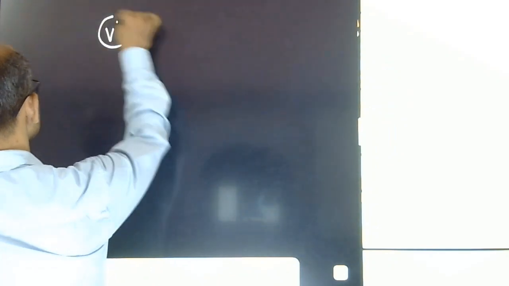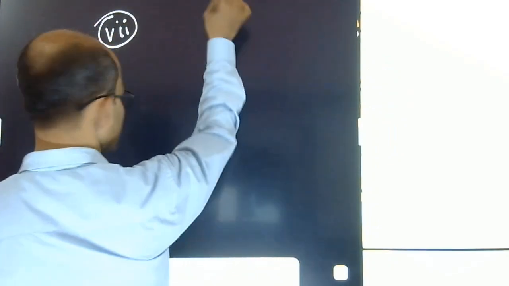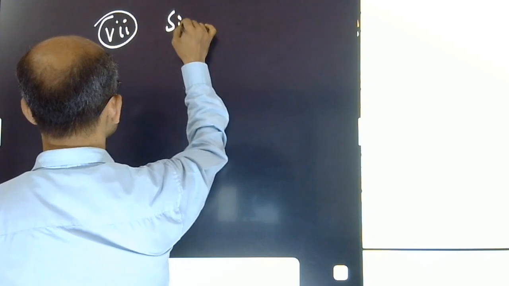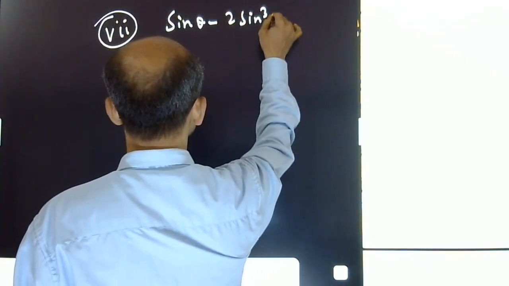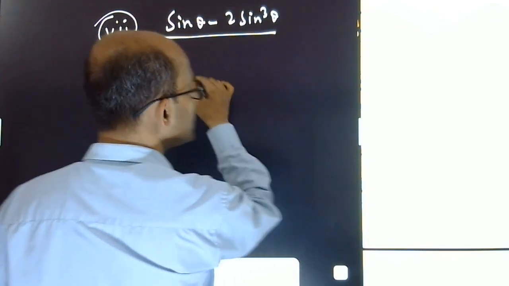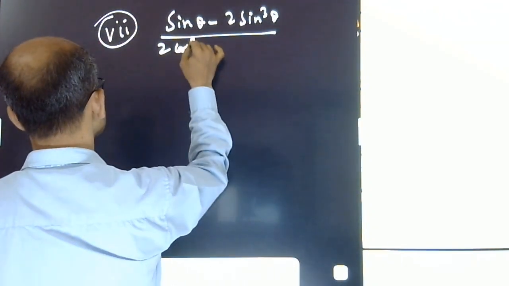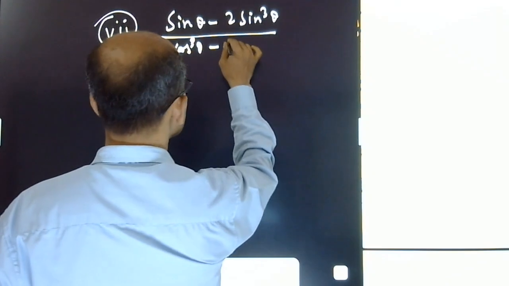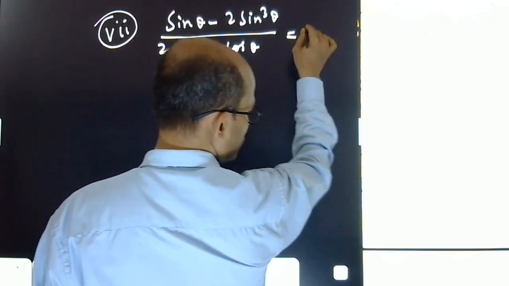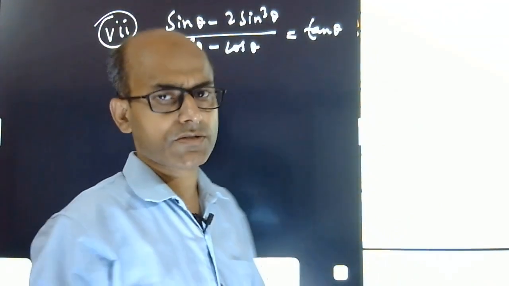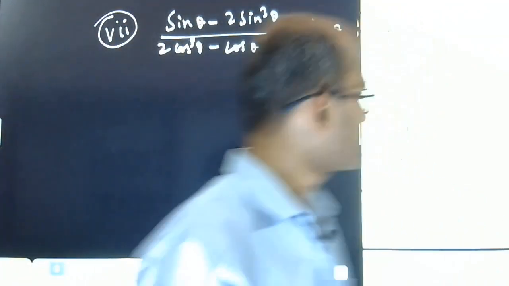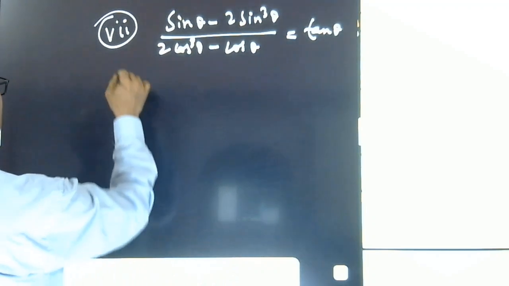I can assure you one thing very clearly, that the next question will definitely be very, very easy. Let's see the another question, that is question number 7. In this question it is asked to prove (sine theta minus 2 sine cube theta) divided by (2 cos cube theta minus cos theta) is equal to tan theta. Simple, no need to panic at all. Absolutely very easy.